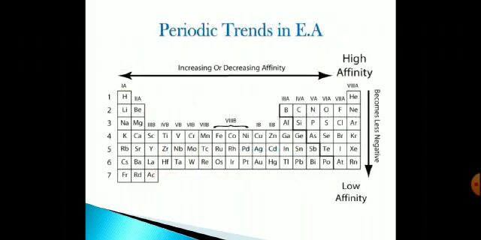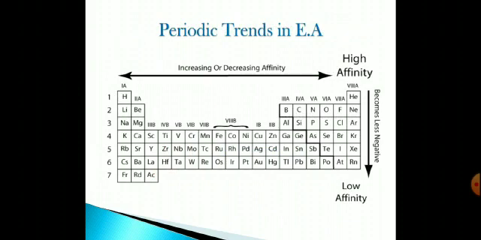As we move from left to right in a period, the atomic size decreases. As a result, the outermost shell comes closer to the nucleus. So the nuclear effect on the outermost shell increases, and the attraction of the electron towards the nucleus increases. Hence there is greater affinity of the electron towards the nucleus. So the greater the electron affinity, the greater the energy release.